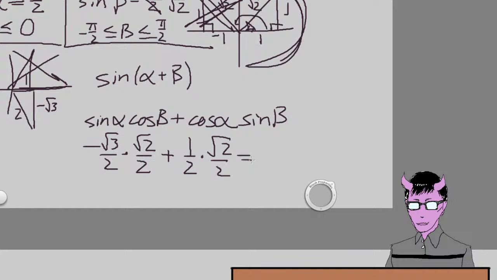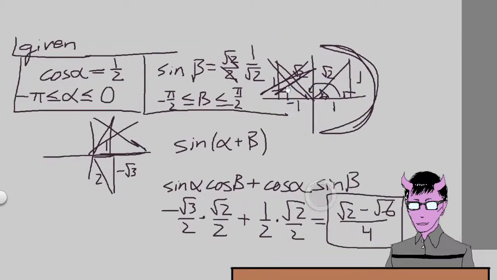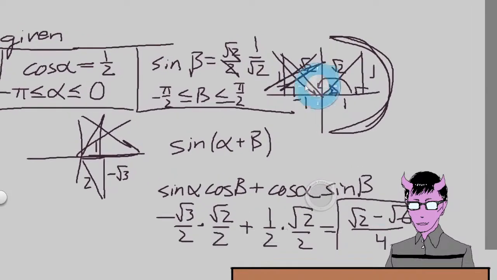Looking good, and then therefore we could change this into root 2 minus root 6 over 4. And we're done. So, a slight variation of a problem, and not radically different, honestly.